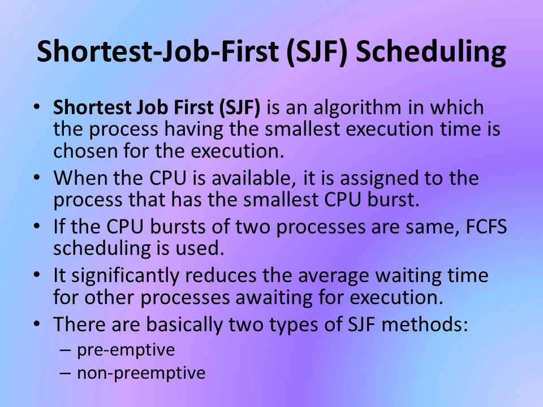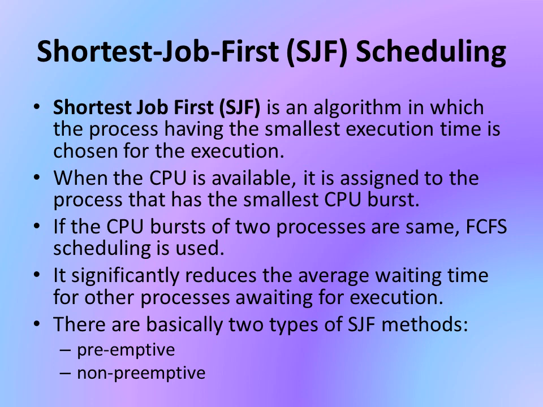Shortest job first scheduling. Shortest job first scheduling is an algorithm in which the process having the smallest burst time is selected for execution from the list of available processes in the ready queue. Thus, shortest job first is a scheduling algorithm where the processes are executed in the ascending order of their burst time. That is, the process having shortest burst time is executed first, and the process having the largest burst time is executed in the end.